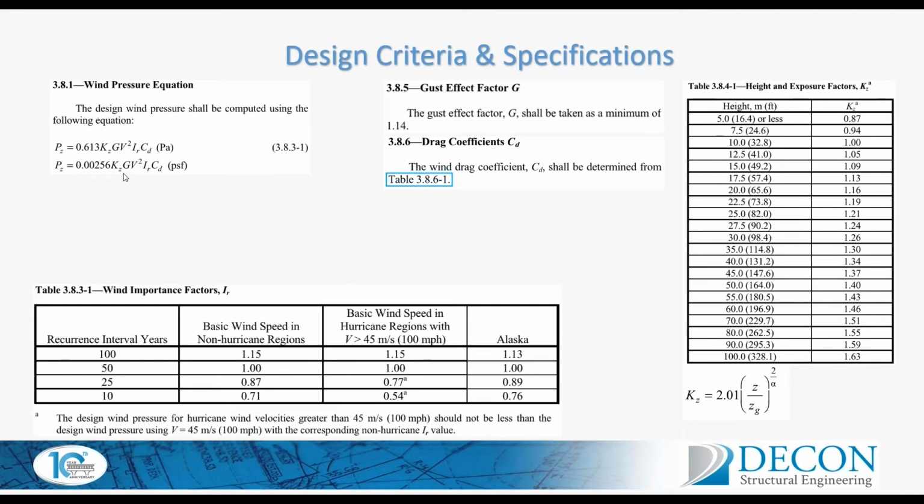The first variable that we have, Kz, is the height and exposure factor, and it varies with the height above the ground depending on the local exposure conditions, and may conservatively be set to 1 for heights less than 33 feet. Then we have G, which is the gust effect factor, not to be confused with the gust coefficient. This one shall be taken as 1.14. That is the recommendation of the code.